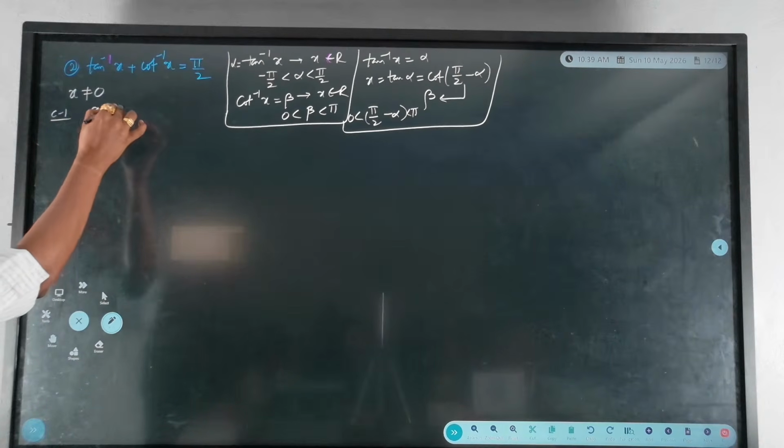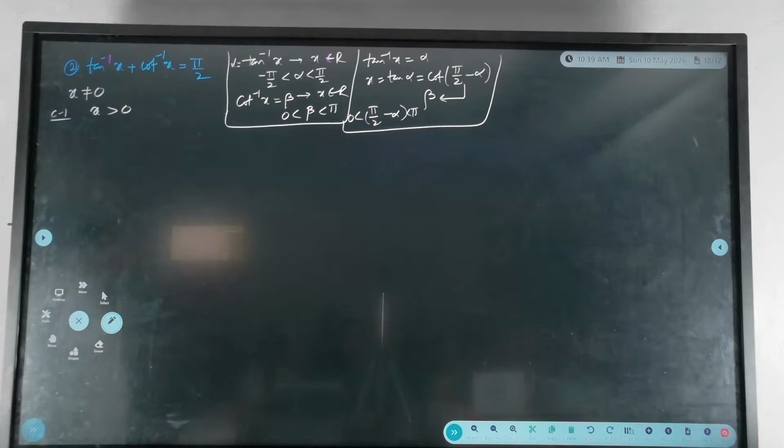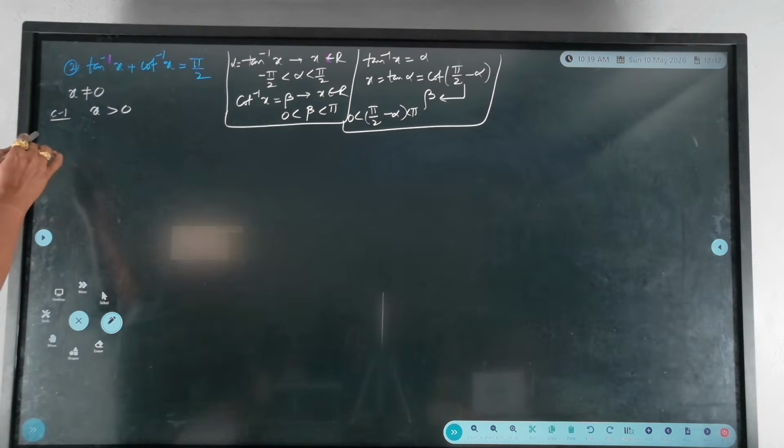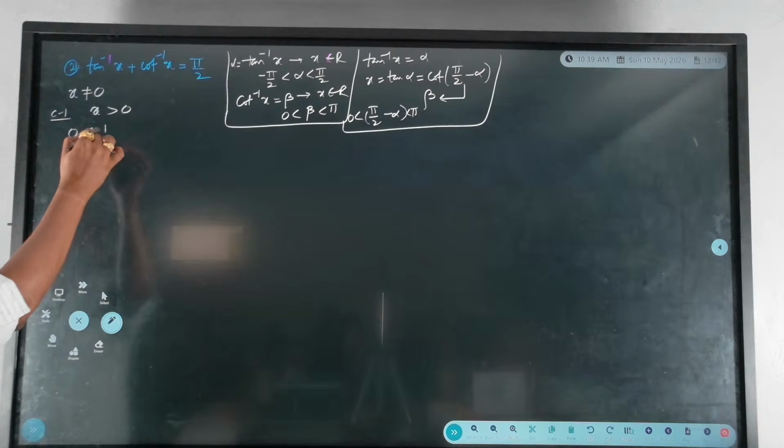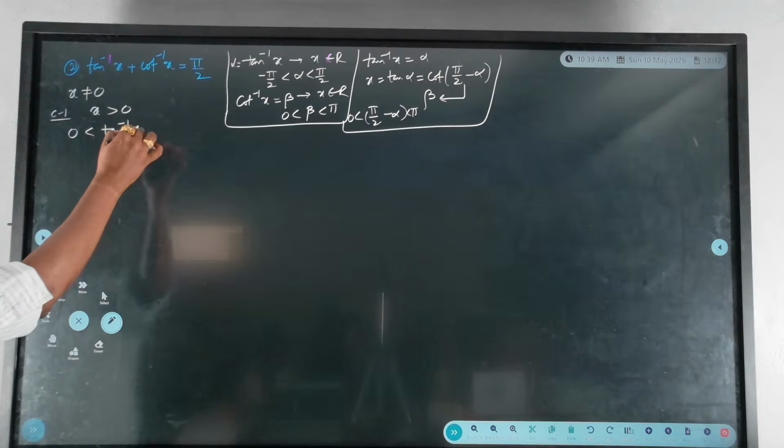Case 1, x greater than 0. So x greater than 0, then 0 less than tan inverse x less than pi by 2.